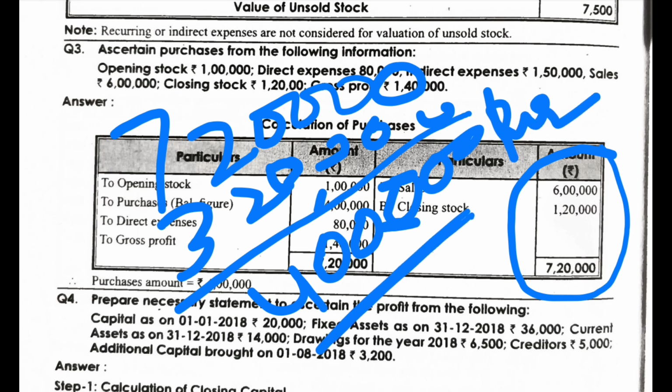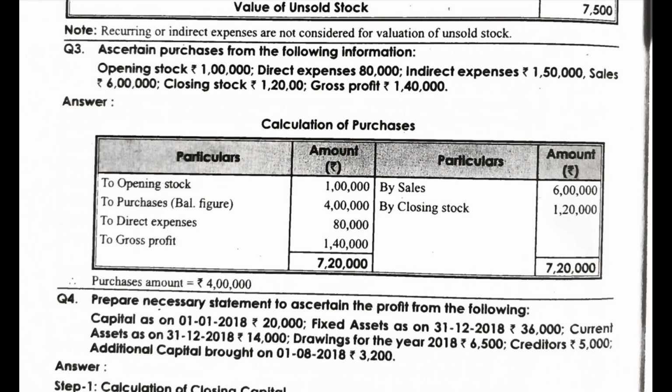Got it, no? It's clear, no? Now in this way, even if direct expenses are asked, you have to find any missing item. If suppose closing stock is asked, add all these items and subtract from the 6 lakhs, and you will get it. In this way you have to do.